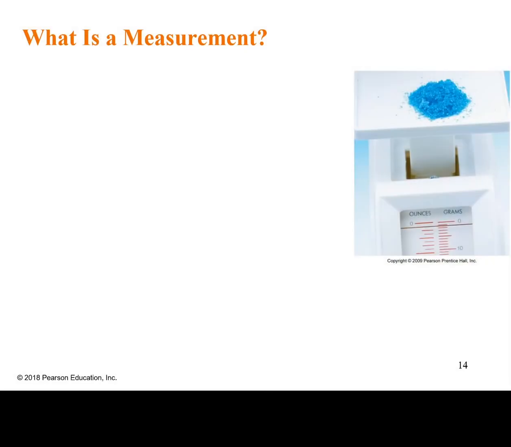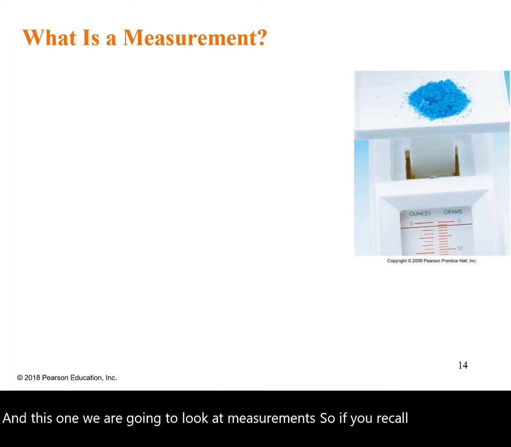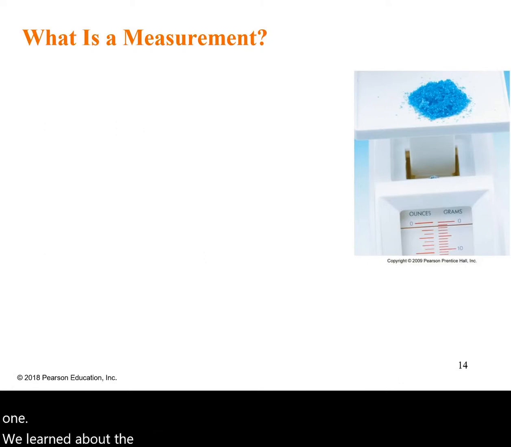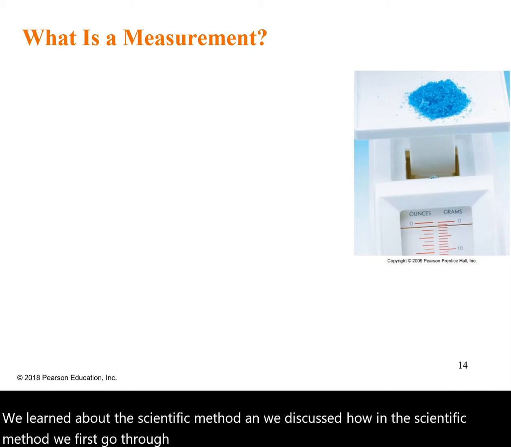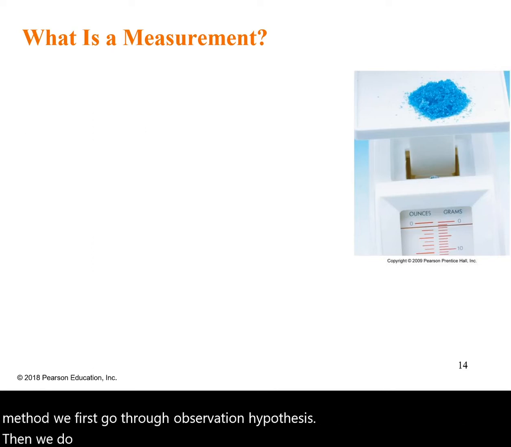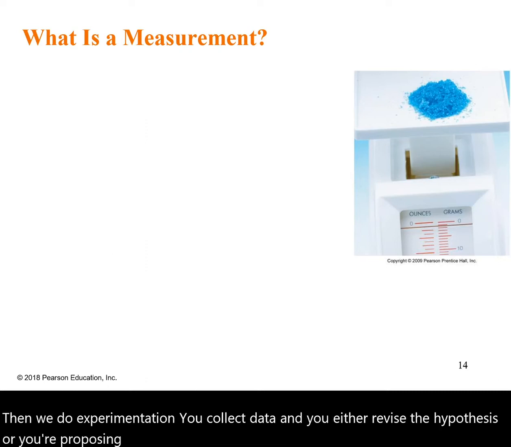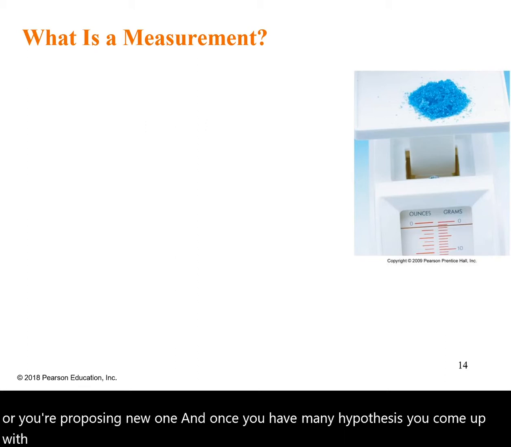In this one, we are going to look at measurement. So if you recall from chapter 1, we learned about the scientific method and we discussed how in the scientific method we first go through observation, hypothesis, then we do experimentation, you collect data, and you either revise the hypothesis or you propose a new one. And once you have many hypotheses, you come up with a scientific model or a theory.